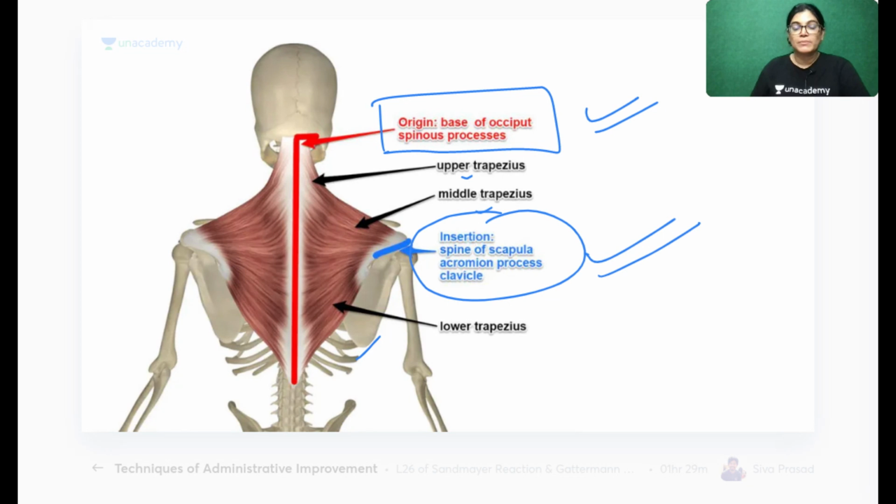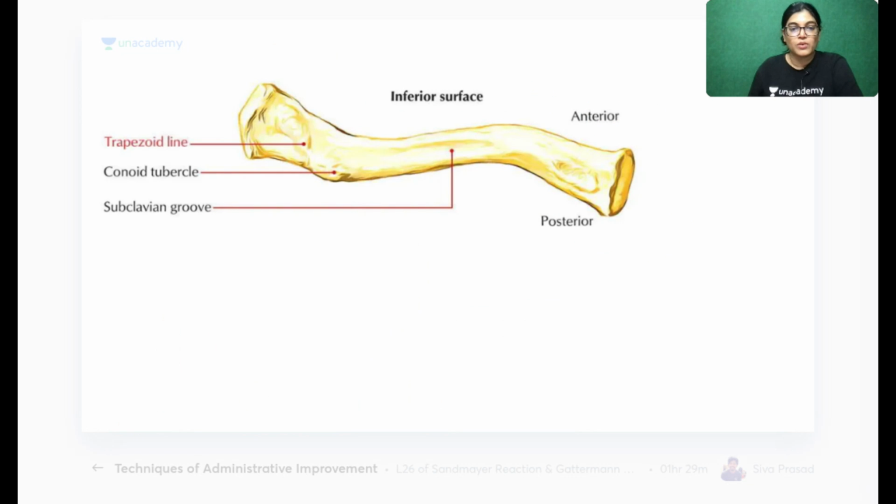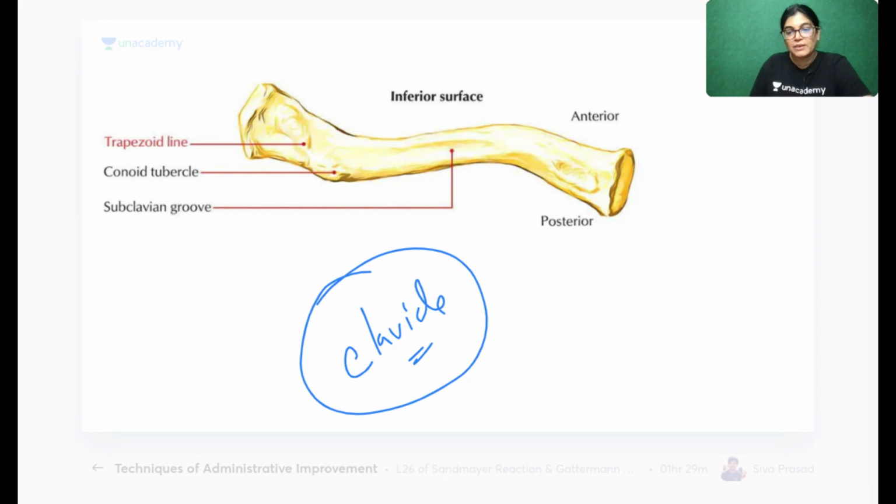Yes, Stuffy, I'm coming to that. Trapezoid line, and this is giving attachment to the ligament. Okay, I am coming to that, don't worry. Now I want to show you the inferior aspect of the clavicle. When you see the clavicle, the line below, yes, absolutely right, Dr. Gaurav. You can see this is the trapezoid line and this is the conoid tubercle.